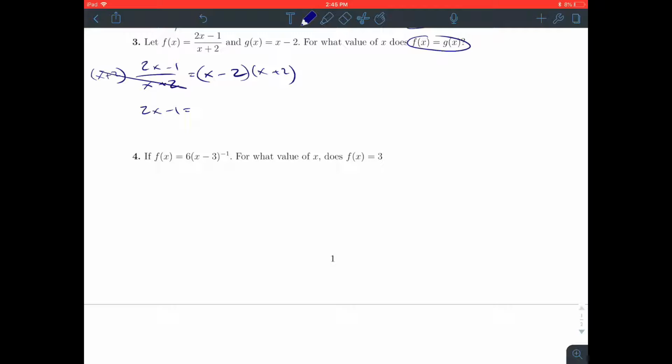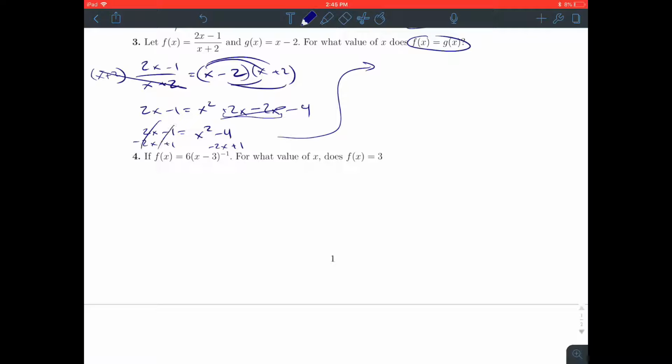And now we've got a massive distribution on the right-hand side, so we do x times x, x squared. X times 2, 2x, -2 times x, -2x, and -2 times 2, -4. Combining like terms, 2x minus 2x cancels out. So we get 2x minus 1 equals x squared minus 4. And we're so close to having the perfect sum and product format. Let's move everything to the same side of the equation, get it equal to 0, and we get x squared minus 2x, -4 plus 1 is -3, equals 0.